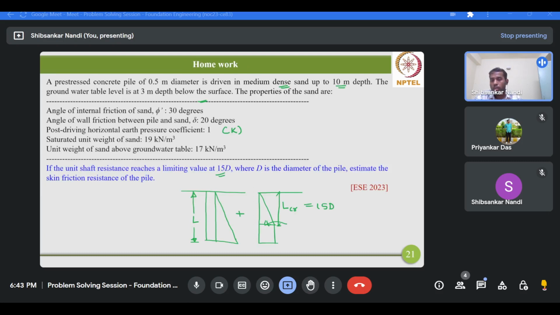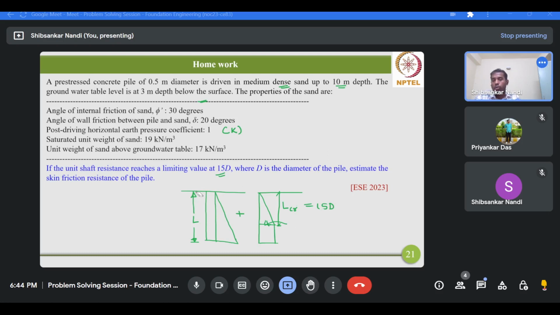So the meaning of this statement is that the critical depth of the given pile is 15 times the diameter of the pile. So you have to only consider the vertical effective stress distribution up to the length of 15 times D. Then whatever magnitude you get at this level of 15 times D will remain constant throughout the remaining length of the pile. So it will not increase or vary for the remaining length of the pile.